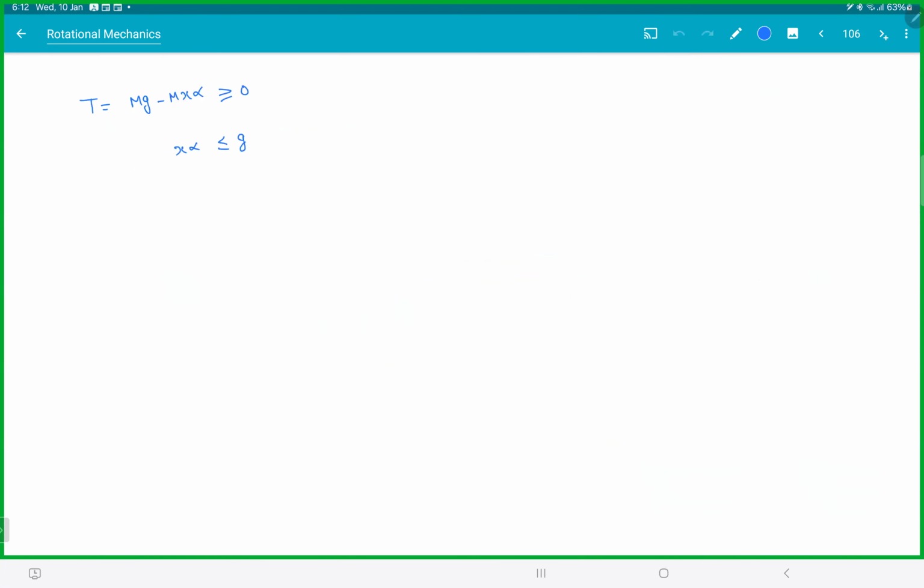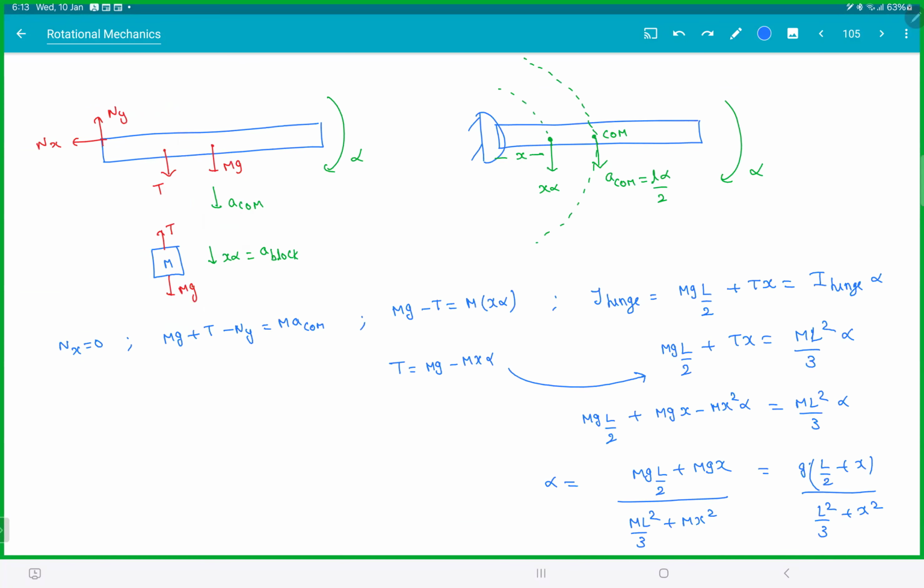Tension becomes negative. So x alpha, take this alpha and substitute there. So x into g L by 2 plus x, divided by L square by 3 plus x square. g will cancel. xL by 2 plus x square is less than or equal to L square by 3 plus x square. x should be less than or equal to 2L by 3. So that is the final answer for alpha. Check it out. So this equation is valid as long as x is less than 2L by 3.